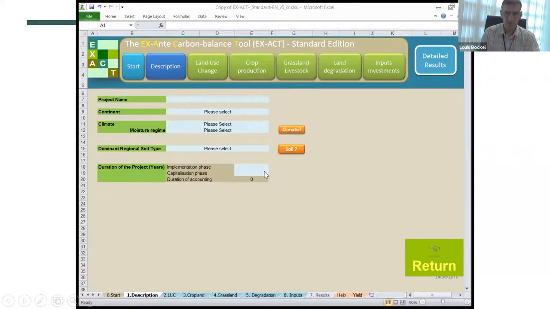We also have to specify the implementation phase, so the number of years of the project, and the number of years of the capitalization phase, because when we do the EX-ACT analysis, the carbon balance analysis, we should work on a recommended period of about 20 years, which is the implementation phase plus the capitalization phase.